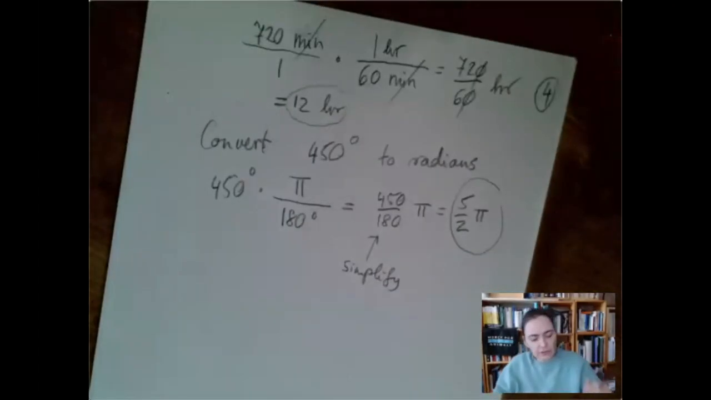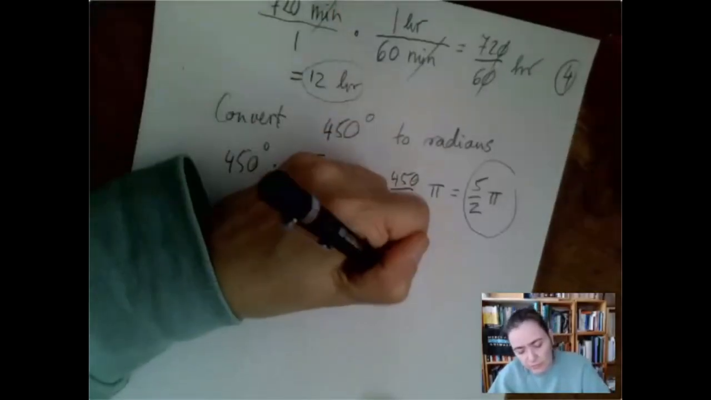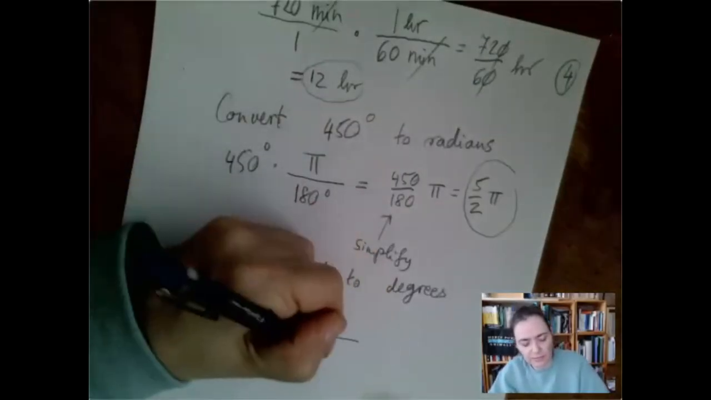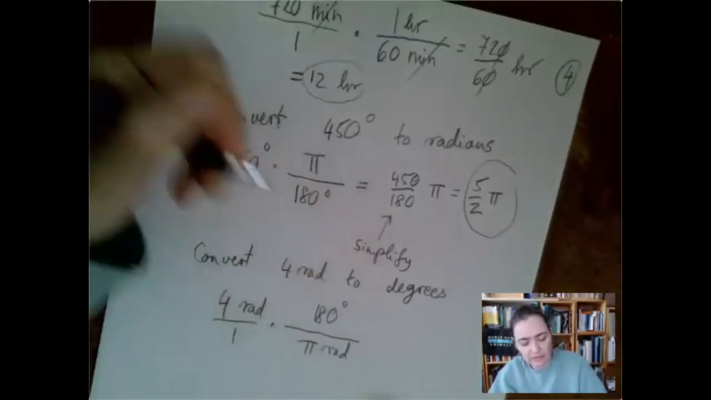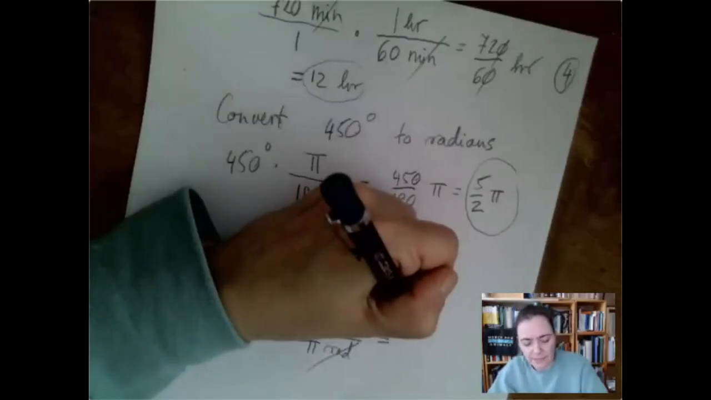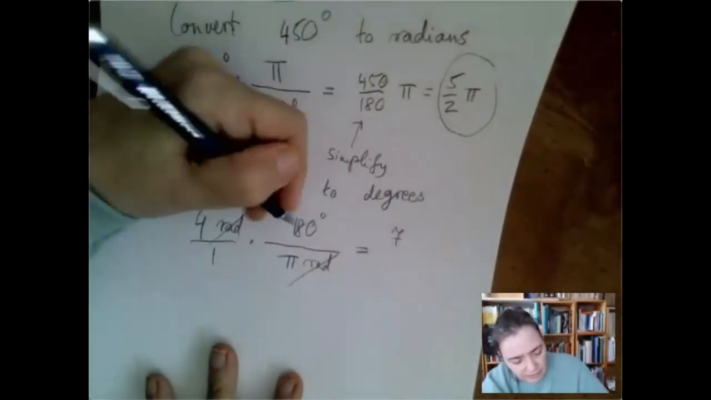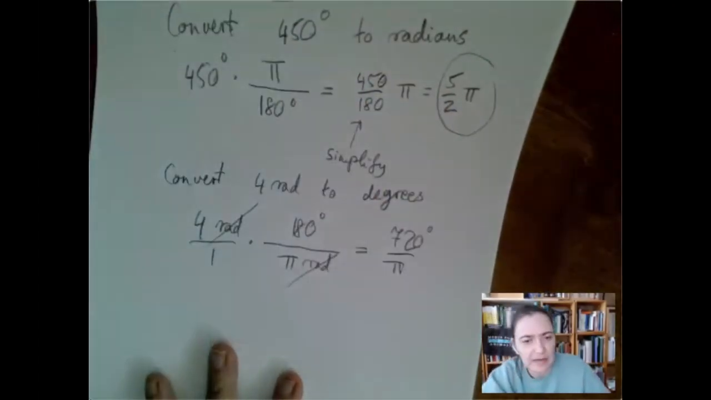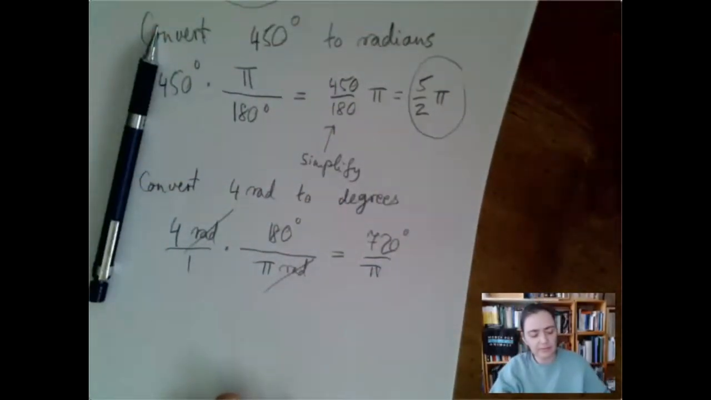And then if we want to go from 4 radians to degrees, that's 4 radians. We multiply by 1, and then we want to get rid of the radian and bring in the degree. So pi radian is 180 degrees. And if they ask for an exact value, then it's 720 divided by pi degrees, which is a little bit more than 240.